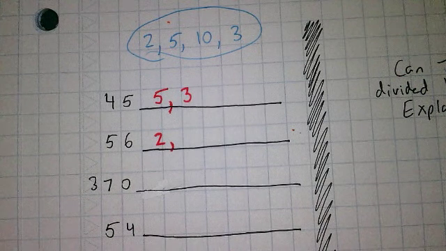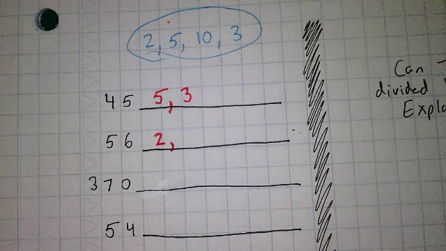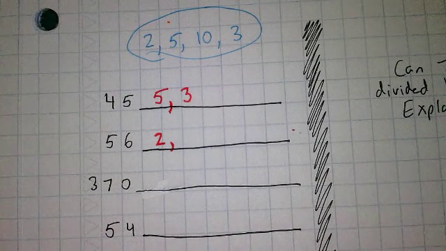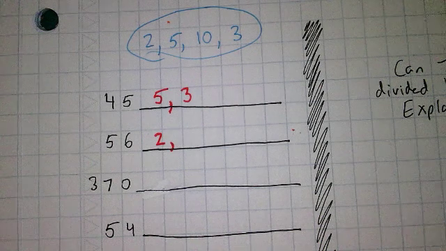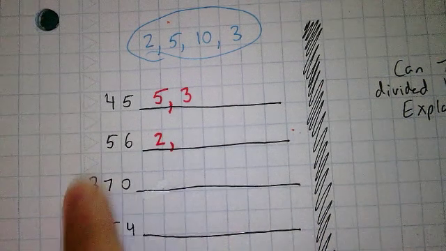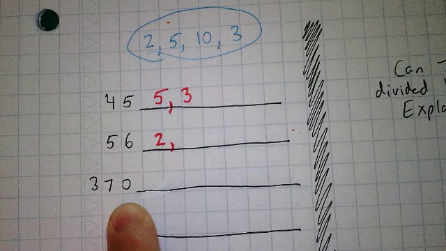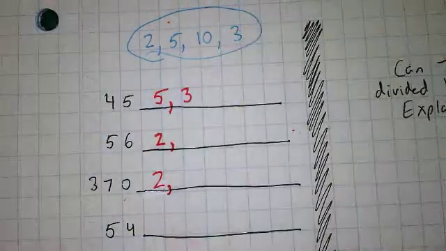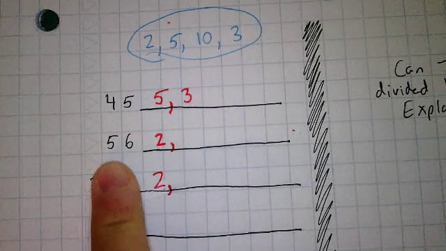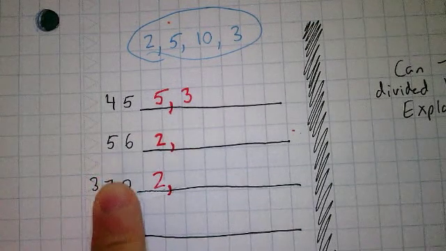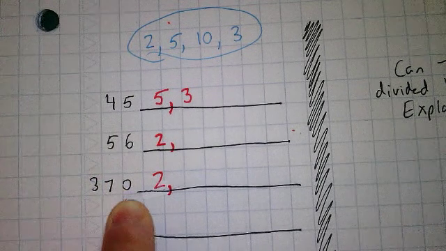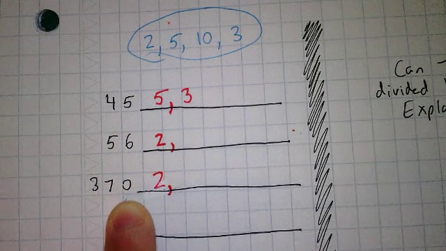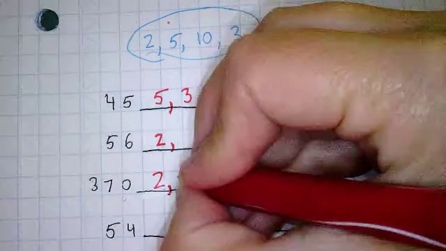Okay? Let's try 370. Let's start with our first rule. A number is divisible by 2 if its ones digit is divisible by 2. It's an even number, so can it be divided by 2? Yes, all even numbers can be divided by 2. Next, a number is divisible by 5 if its ones digit is a 0 or 5. Is this a 0 or a 5? Yes, so can 370 be divided by 5? Yes, so I can write 5 here.